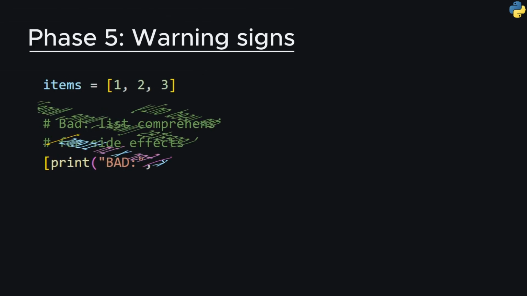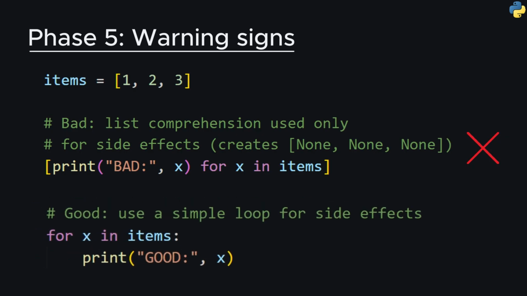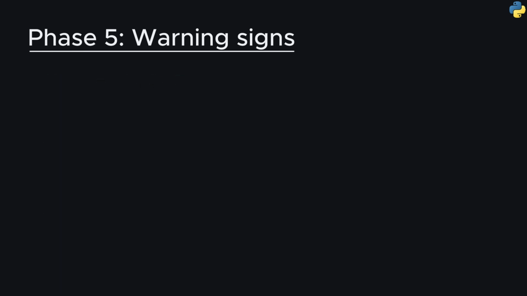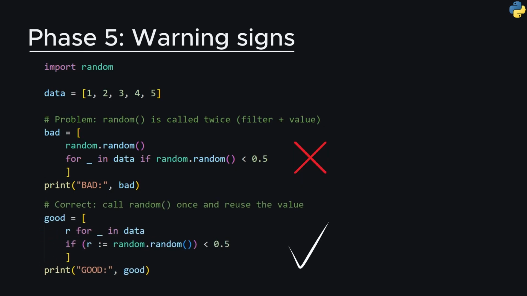Phase 5, warning signs. Just because you can do it in one line doesn't mean you should. Never use a list comprehension just for side effects, like print(x) for x in items. This builds a list of None values just to throw it away. Use a standard loop. Also, be careful with random filters. If you filter on random and then select random, you are calling the function twice. The value you checked is not the value you kept.